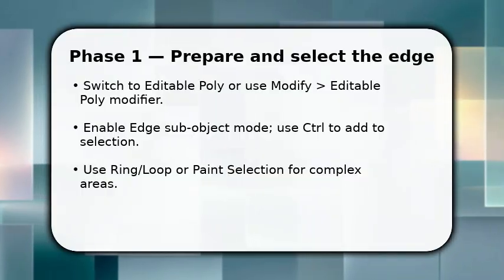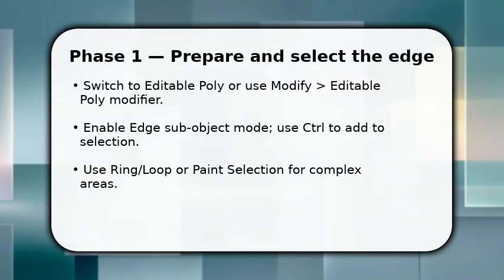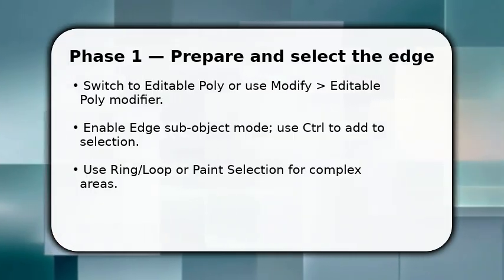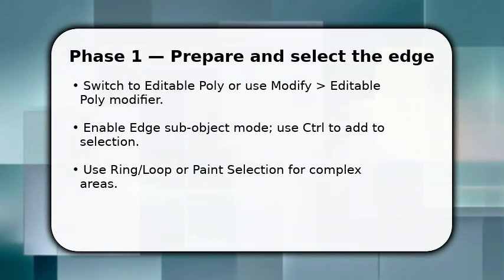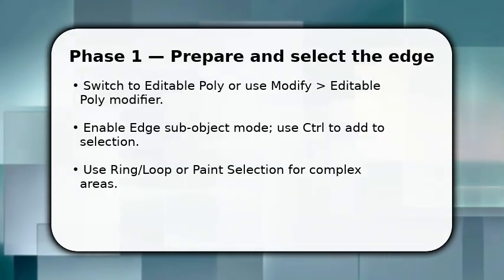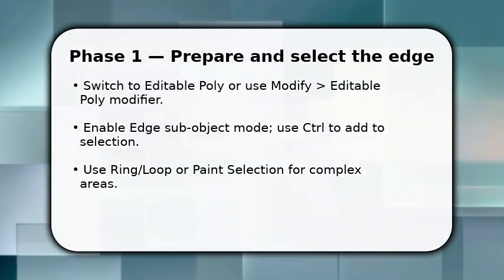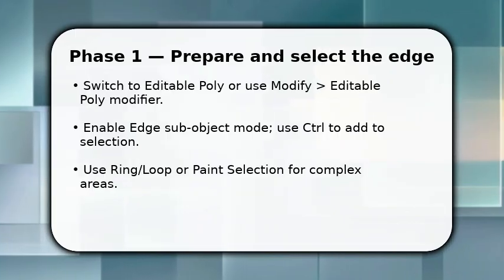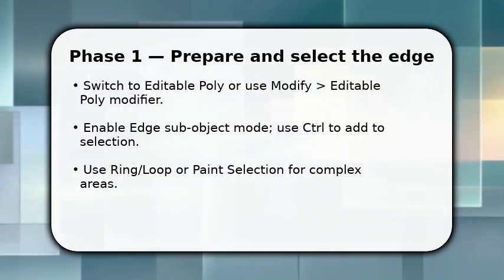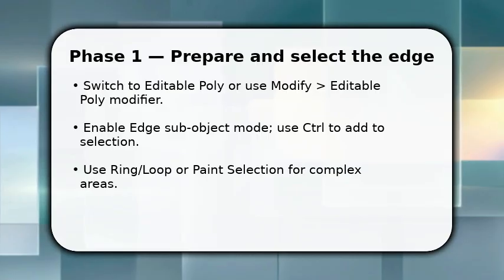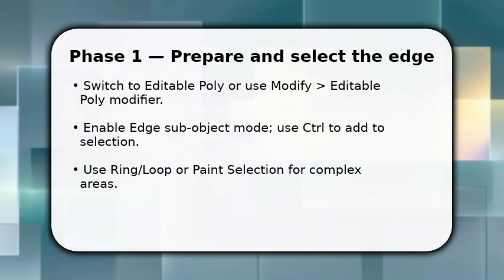You start by switching to editable poly or adding an editable poly modifier. This gives direct edge control. Next, enter edge subobject mode and pick the problematic edge, making sure to use ring or loop when the edge spans multiple faces. If the mesh is dense, use paint selection to isolate curved regions quickly.